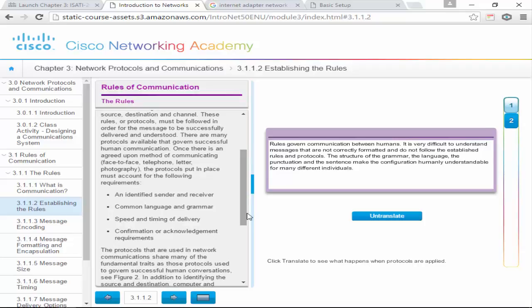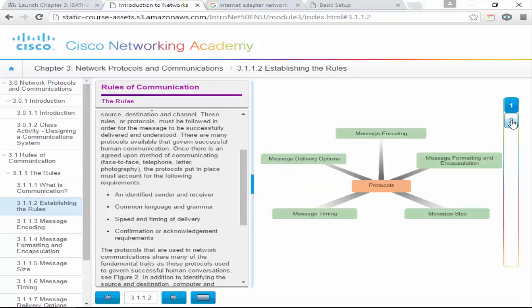So what do they say? What are the rules? We want to identify a sender and a receiver, common language and grammar, speed and timing of delivery, confirmation or acknowledgement of requirements. All right, so that's the rules we need. And protocol is just a suite of rules. That's what protocol means, is a rule. This is how it's going to be done.